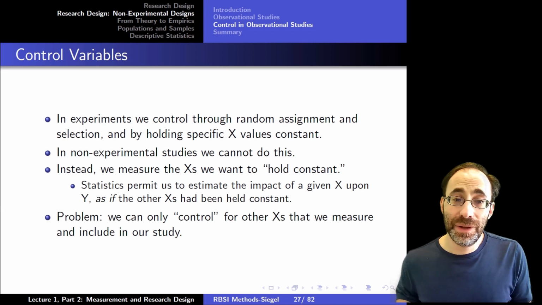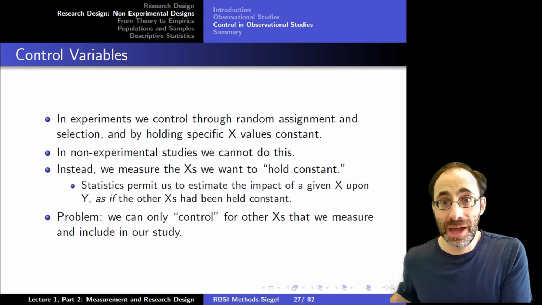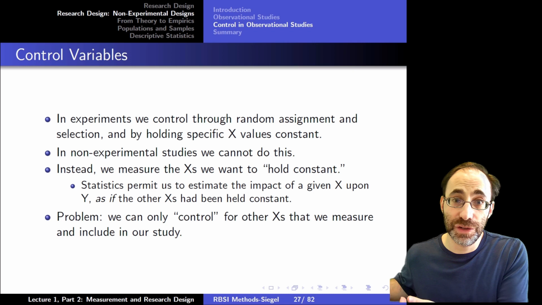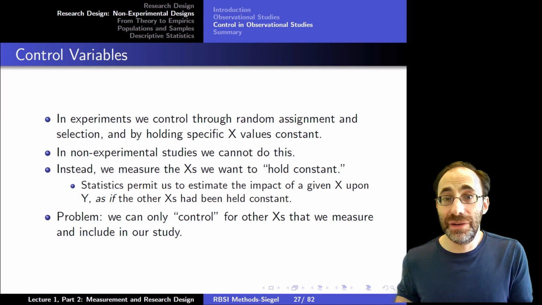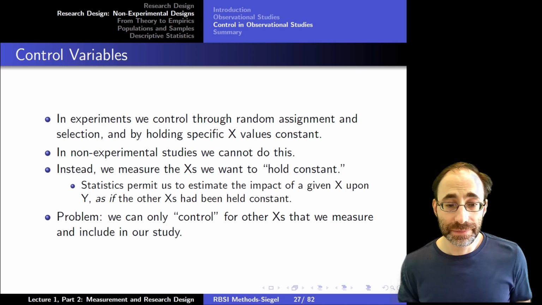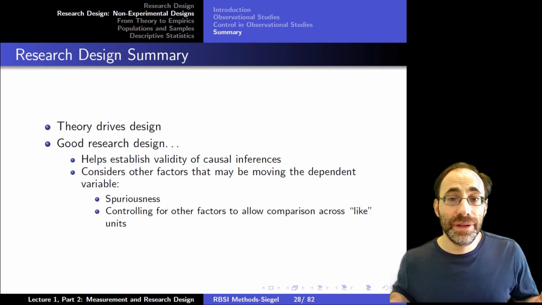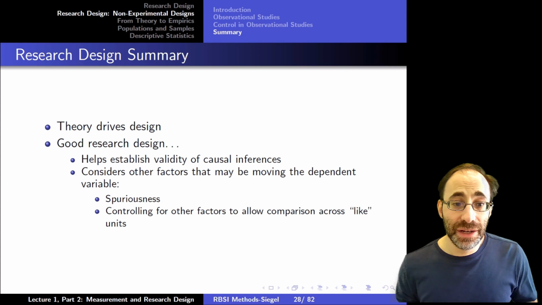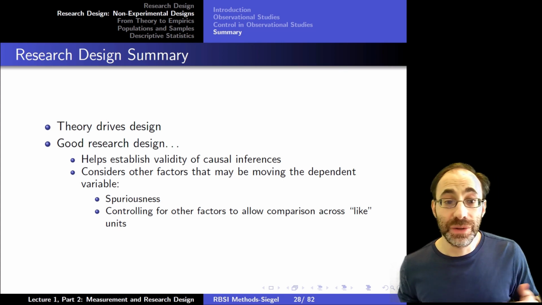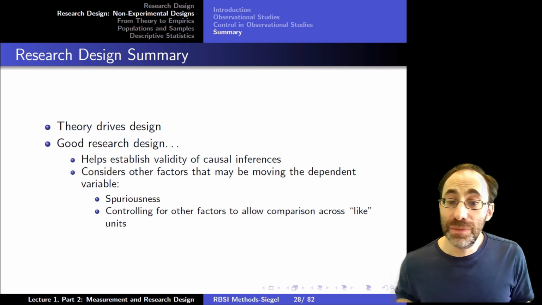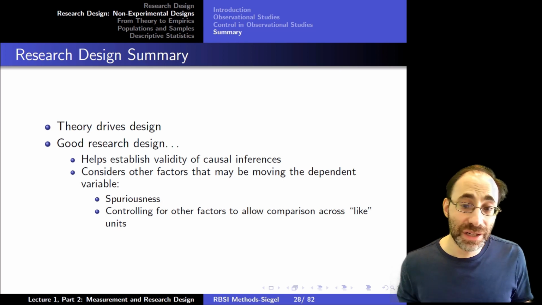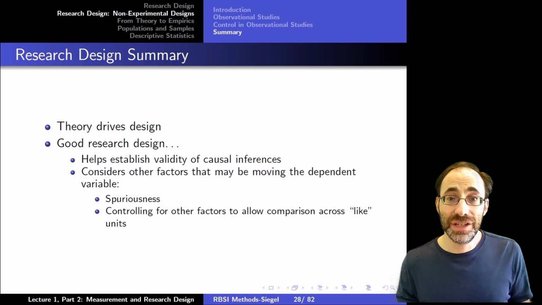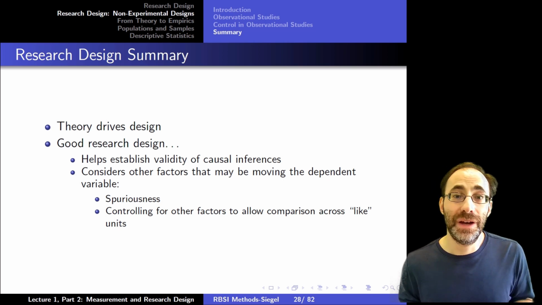A good theory will help you determine which possible variables were important in the first place and help you focus on using those for controls instead of the whole field of every possible variable. In essence, the theory you produce limits the number of variables you should consider as controls. That's important. Okay, just to conclude this section, to conclude research design here, theory drives design, and good design helps establish the validity of your causal inferences, helps you consider other factors that might be moving the dependent variable, such as spuriousness, and helps you control for other factors to allow comparison across like units. Because again, the goal is to create like units that are as close to the same as possible, accepting only the difference in the treatment, in the independent variable of interest to you.